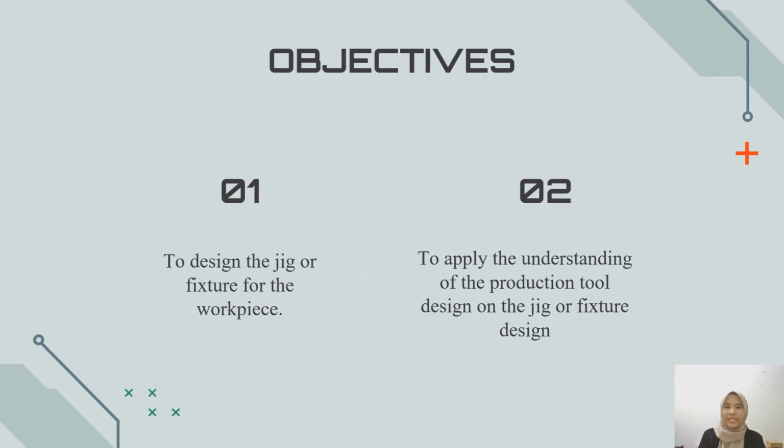The objective of this assignment is to design the jig or fixture for the workpiece and to apply the understanding of production tool design to the jig or fixture design.